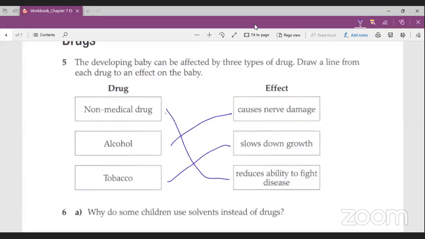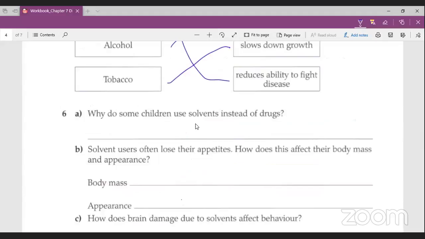Now, why do some children use solvent instead of drugs? Yeah, solvents are cheaper. They're cheaper and easier to take. Solvent users often lose their appetite.